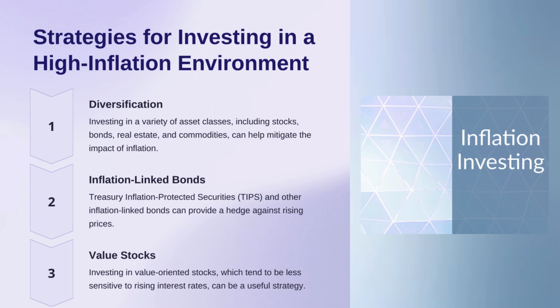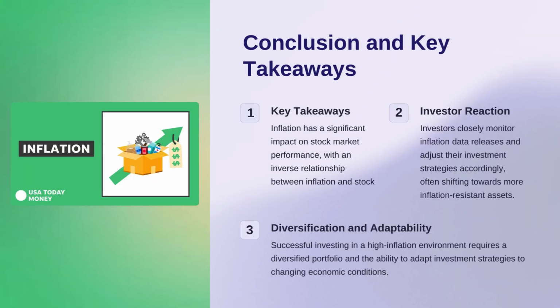Diversification. Investing in a variety of asset classes, including stocks, bonds, real estate, and commodities, can help mitigate the impact of inflation. Inflation-linked bonds. Treasury inflation-protected securities, TIPS, and other inflation-linked bonds can provide a hedge against rising prices. Value stocks. Investing in value-oriented stocks, which tend to be less sensitive to rising interest rates, can be a useful strategy. Conclusion and key takeaways.